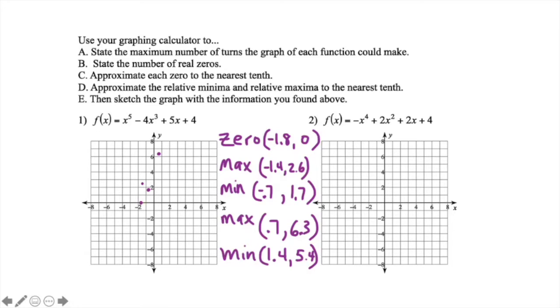Then we're going to do last, we're going to do that min, and it's 1.4 and 5.4. 1.4, not quite there, but about right. 1.4 and 5.4. Here's 5 and 0.4. About right there.